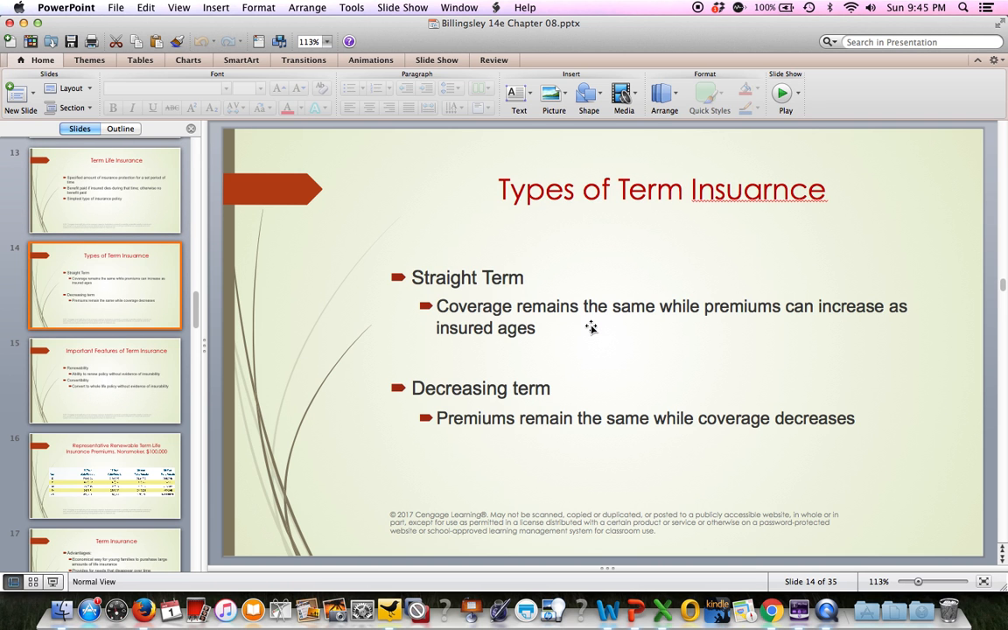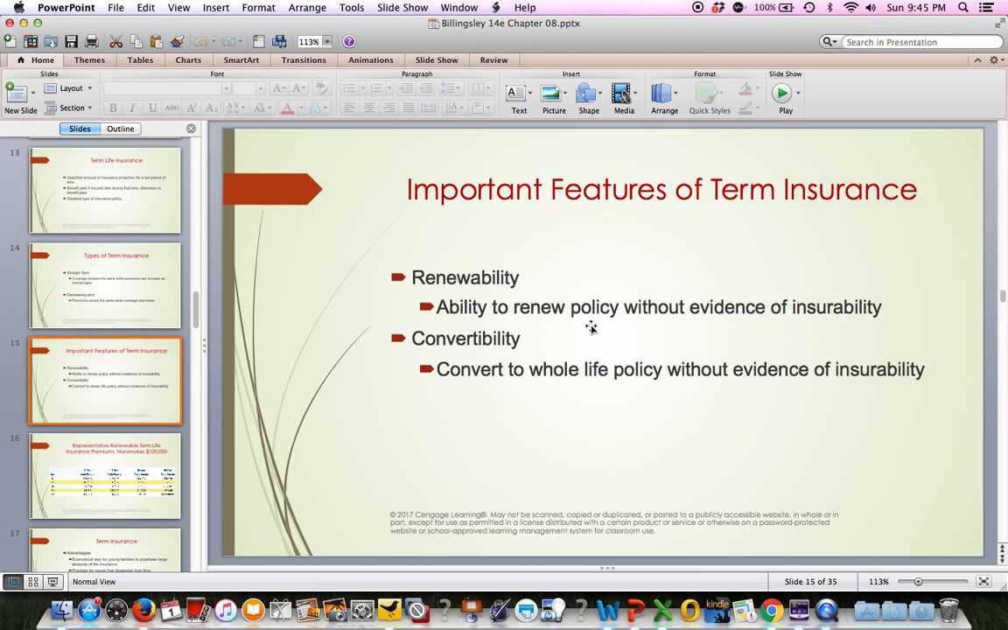You have straight term, where the coverage is the same, or decreasing term, where the premiums remain the same but the coverage decreases. I just went with the straight term. This is a very easy policy to do, very easy for the company to issue, very easy policy to get.